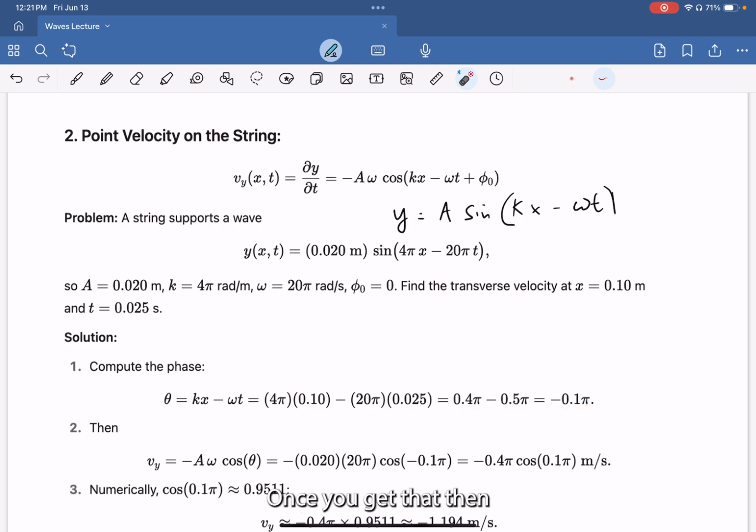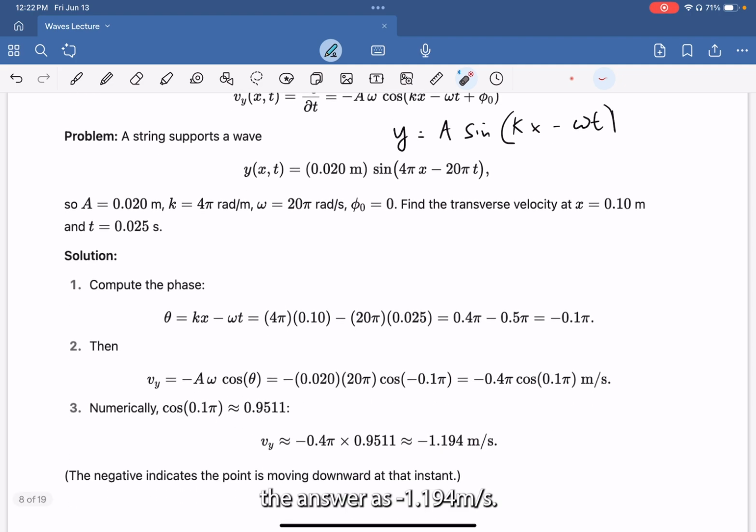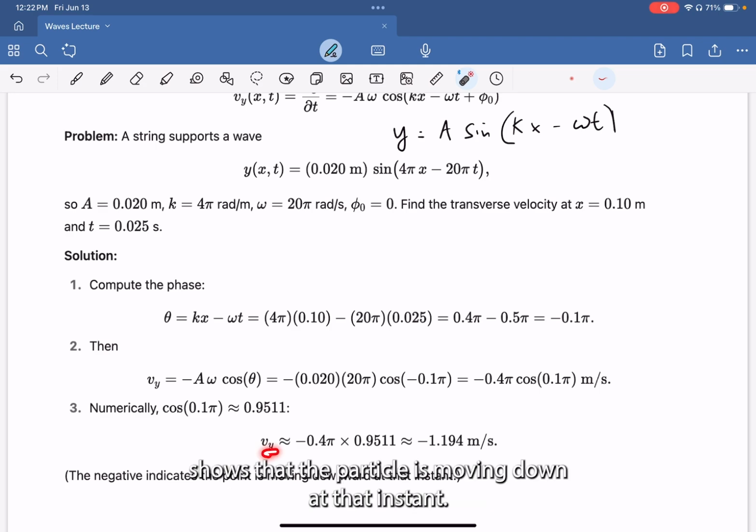Once you get that, put it back into this equation because you're asked to find the velocity. See that? So you got this. Now put it back into this equation and you have negative A omega cosine of that phase. Carefully put this into the calculator and you will get the answer as negative 1.194 meter per second. So the negative sign for velocity shows that the particle is moving down at that instant.